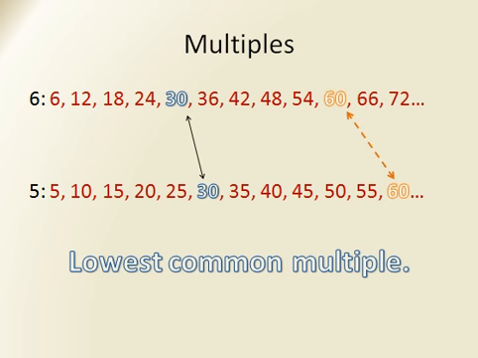Now, your list may contain other common multiples. For example, in this case, we see 60 also shows up on both lists. The problem is it's not the least, the lowest, the smallest common multiple. That title still goes to 30.